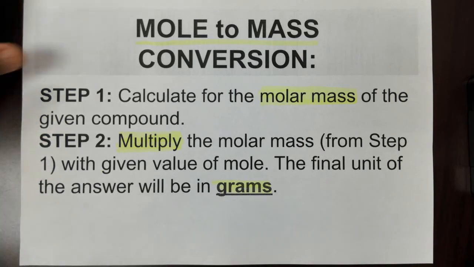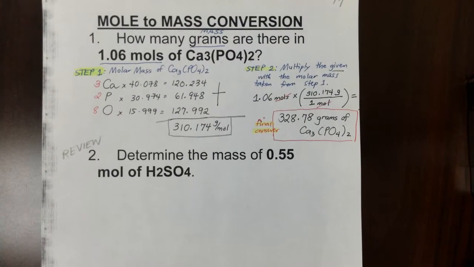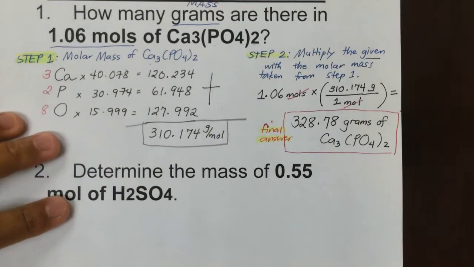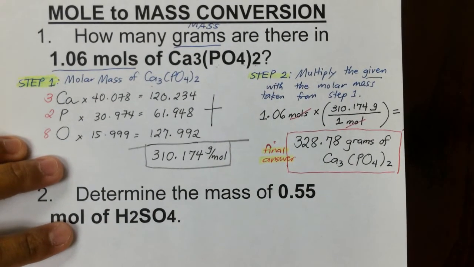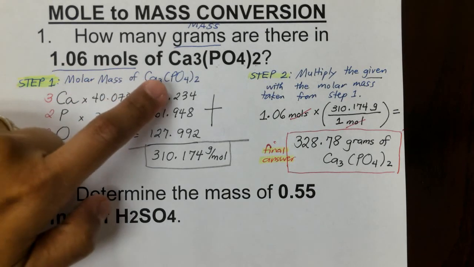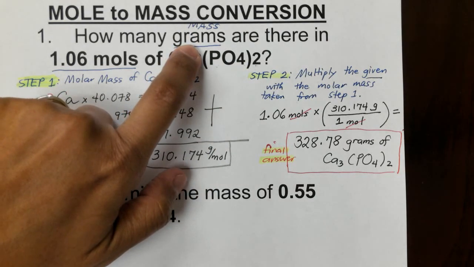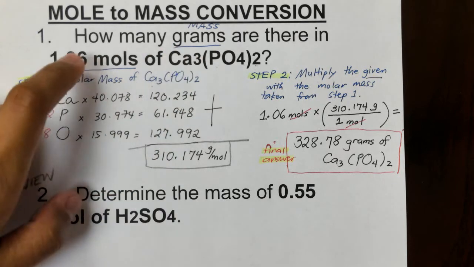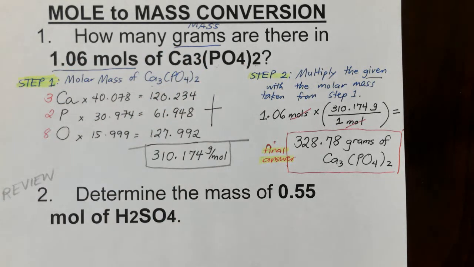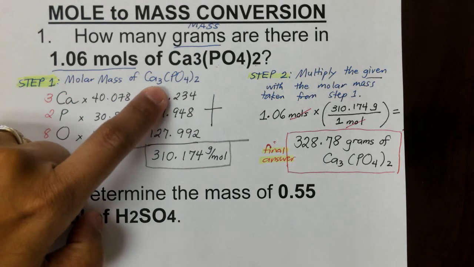And so to illustrate that, we have one problem here that we also discussed beforehand, and this problem shows us those two steps. The first problem was this conversion from 1.06 moles of Ca3(PO4)2 to its mass in grams. So the question is, how many grams are there in this 1.06 moles of this substance? The very first step is we calculate the molar mass of that substance that we are given.